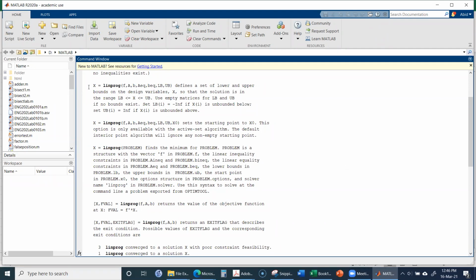So x is equal to linprog(f, A, b, Aeq, beq, lb, ub). Okay, there are many parameters in this. It defines a set of lower and upper bounds for the design variables x, so that the solution is in the range of the lower bound and the upper bound. Use empty matrices for lb and ub if no bounds exist. Set lb to minus infinity if x is unbounded below. So, okay, let's do it with this.